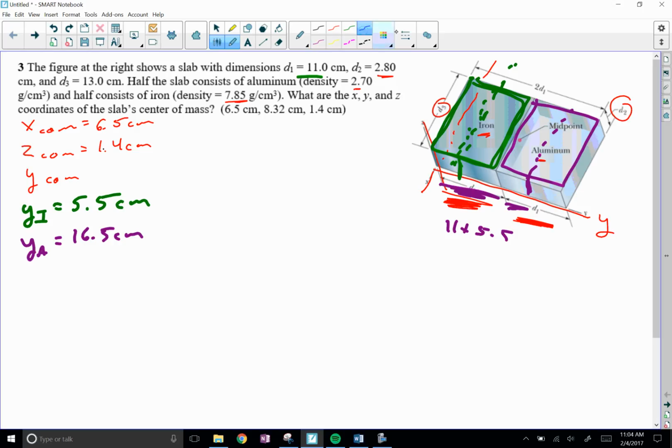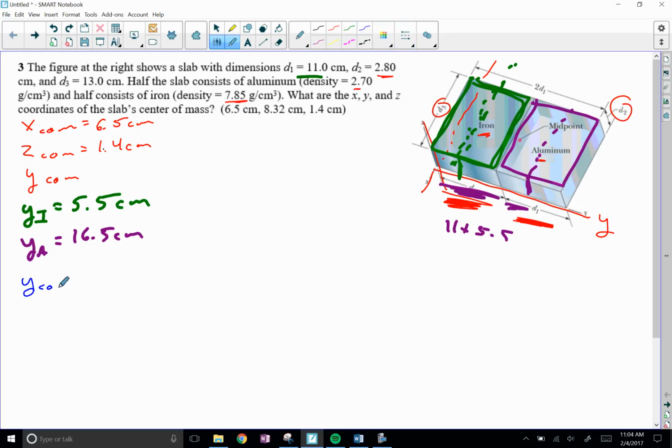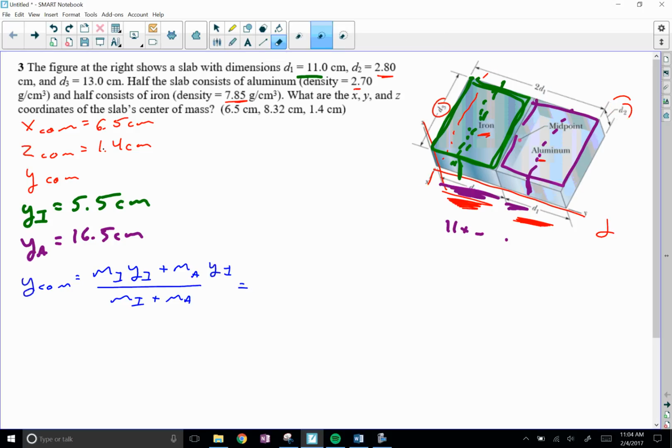So here's the trick with this. Our y center of mass should equal the mass of iron times the y position of the iron plus the mass of aluminum times the y position of the aluminum, over the mass of iron plus the mass of aluminum. But here's the trick. We're not given the masses specifically, but what we are given is the densities. So I guess there's two options. Option one is this.